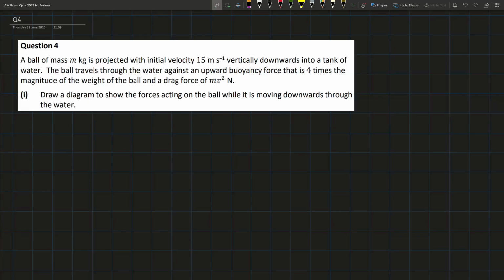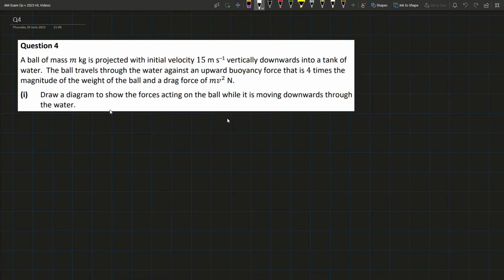So question 4 was about forces and differential equations. There's a ball of mass m and it's projected with an initial velocity of 15 meters per second downwards into a tank of water. It travels through the water against an upward buoyancy that is 4 times the magnitude of the weight and a drag force of mv squared newtons.